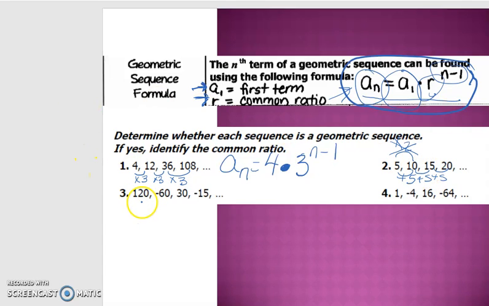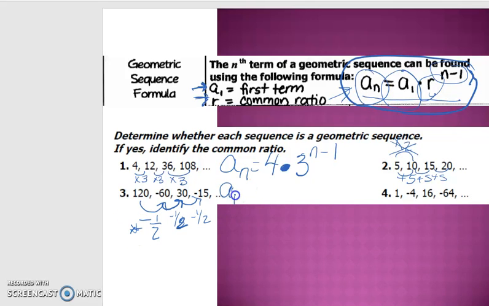Okay, let's look at number 3. What can I multiply 120 by to get negative 60? Negative 1/2. So let's just see if we did that same thing here. If I multiplied negative 60 times negative 1/2, will I get a positive 30? Yes. All right, if I multiply 30 by negative 1/2, will I get negative 15? Yes. So that's my ratio. I'm multiplying by negative 1/2.